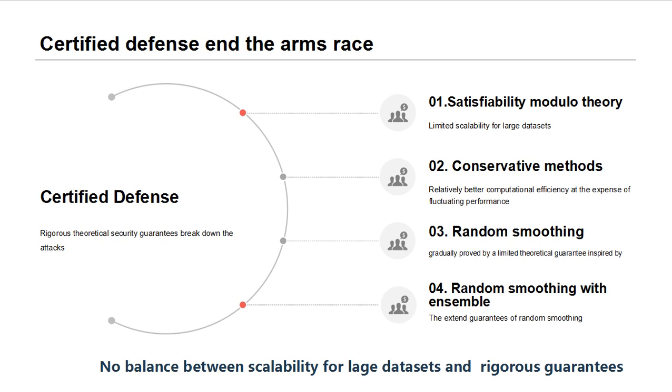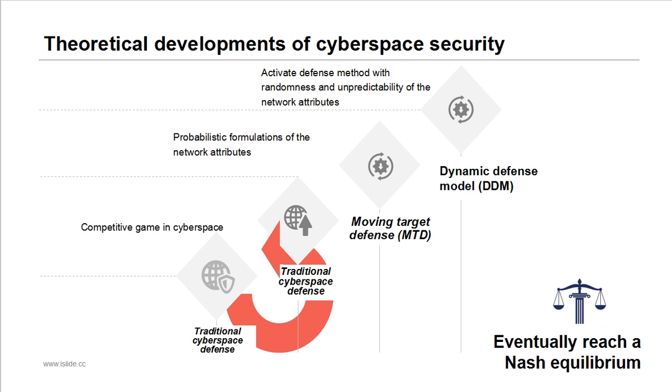On the other hand, the certified defensive methods are supported by rigorous theoretical security guarantees. Those methods overcome the shortcoming of the empirical defensive method, but they are conservative approaches. All those methods can't find a balance between the scalabilities for large data and the robustness guarantees. Besides the empirical defensive method, the certified defensive approach has definite limitations.